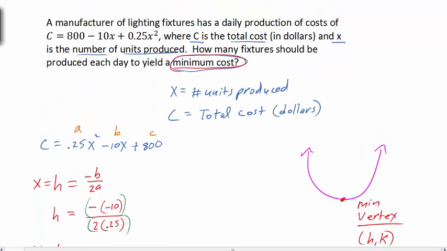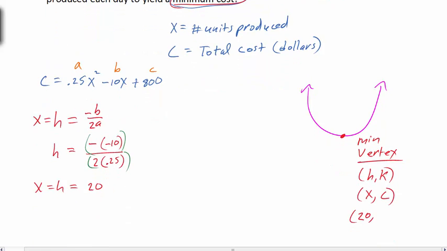So does that answer the question? How many fixtures should be produced each day to yield a minimum cost? Well, that answers the question. The 20 is X, which is the number of units produced. So therefore, we need to produce 20 units, and that's going to give us this minimum cost.